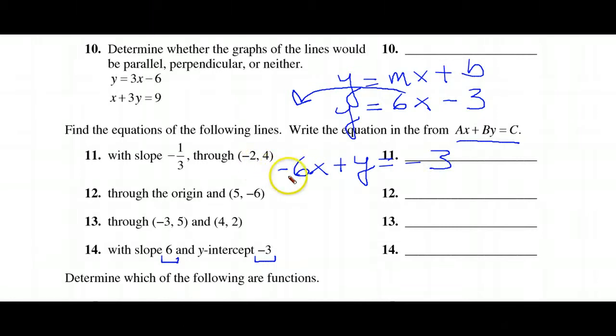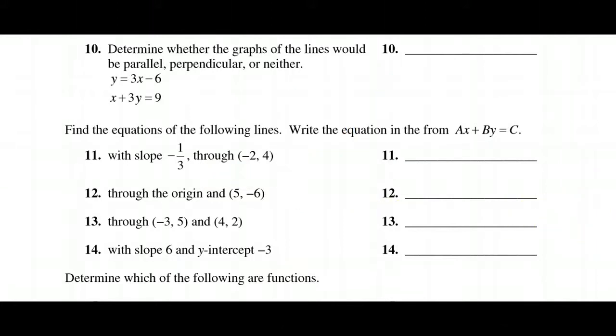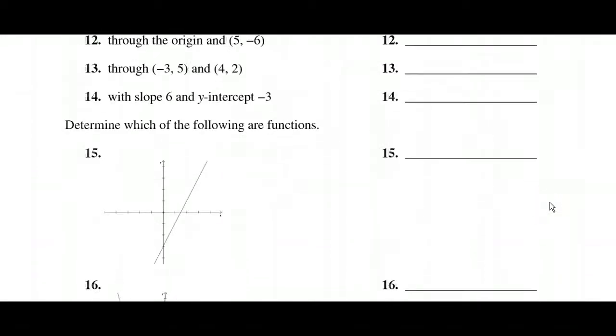In some textbooks, they wanted your x term to be positive. So an alternate of this is just to multiply everything through by a negative 1. This would then become 6x minus y equals 3. These are equivalent, and our book does accept it this way. Okay, let's go on. I see this is going to be a little long.